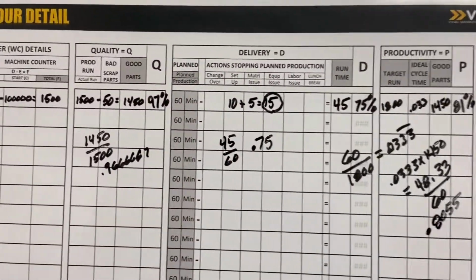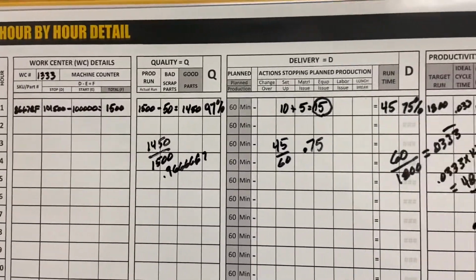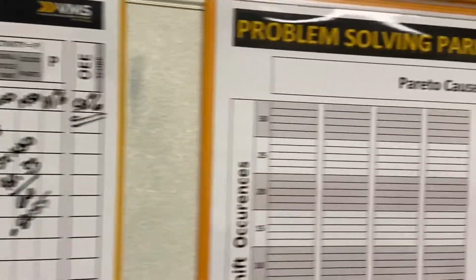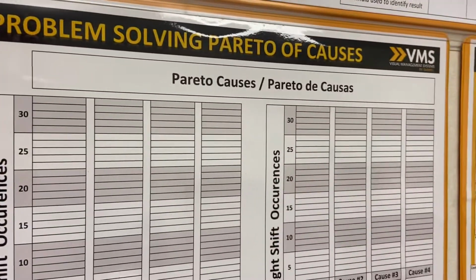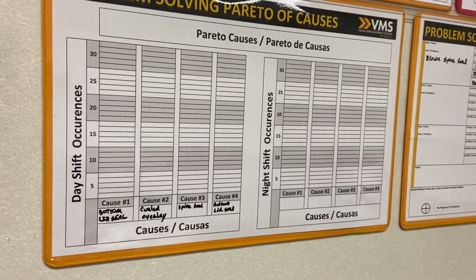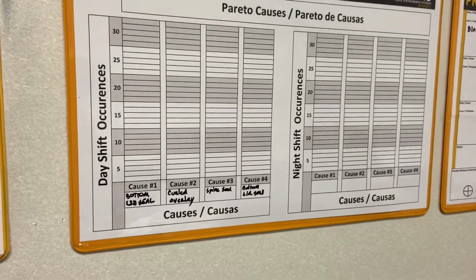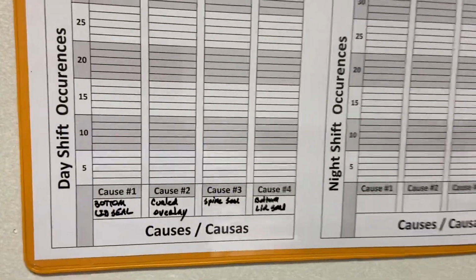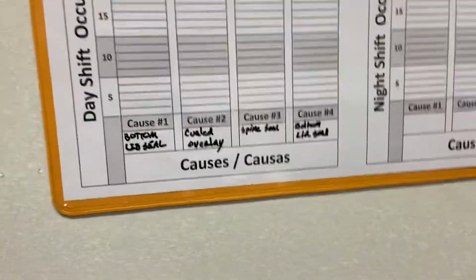All right, guys, let's follow up on our hour by hour detail sheet. We're going to go ahead and get into some problem solving in the Pareto of Causes. Here's our Pareto of Causes. I'm going to go ahead and just do an example of our first shift. And let's talk about some things that we might want to look at in our Pareto of Causes.